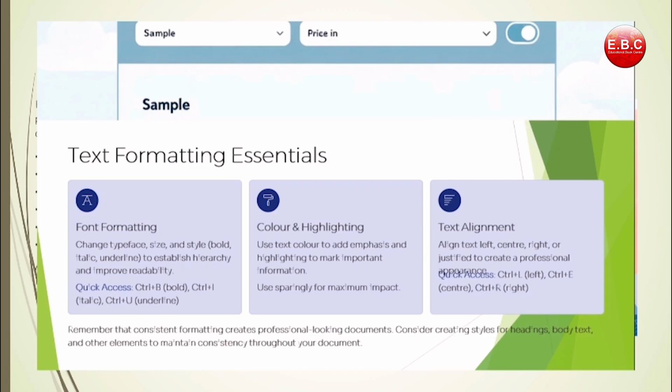Text alignment. We know there are 4 alignments: left, center, right or justified, to create a professional appearance. For quick access, you can use Ctrl plus L for left, Ctrl plus E for center, Ctrl plus R for right alignment.